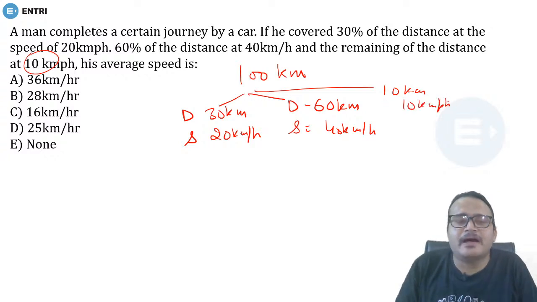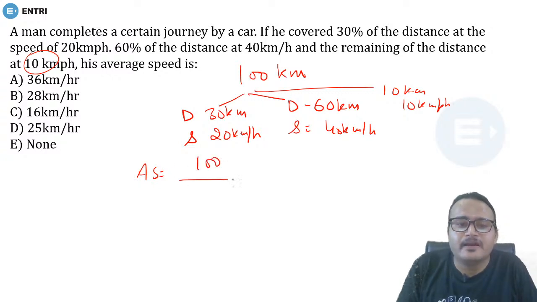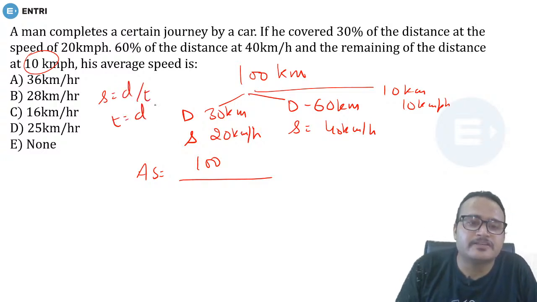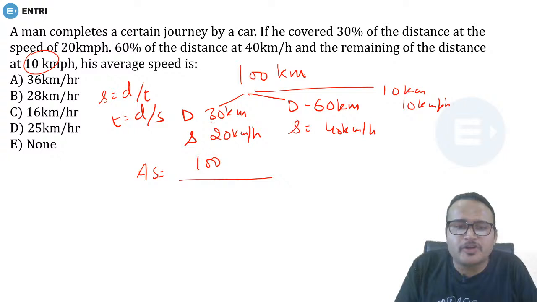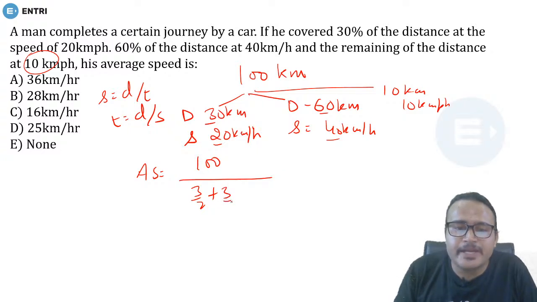What will be the average speed? So guys, average speed is nothing but total distance, 100, divided by total time. Time is what? Speed equals distance upon time, so the time will be distance upon speed. Distance upon speed means 3 by 2 here, plus 60 by 4, means 3 by 2 plus 10 by 10, means 1.